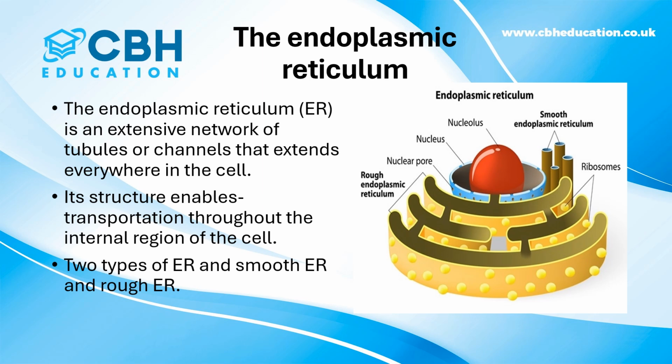So the endoplasmic reticulum is an extensive network of tubules or channels that exist in all parts of the cell. Its structure enables transportation throughout the internal region of the cell, and there are two types of endoplasmic reticulum. You've got the smooth endoplasmic reticulum, and then you've got the rough endoplasmic reticulum.